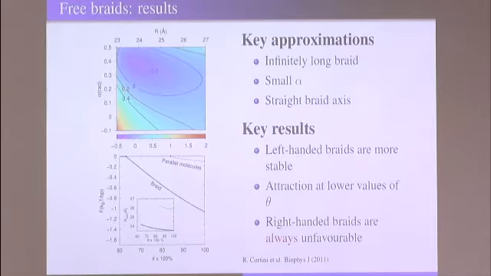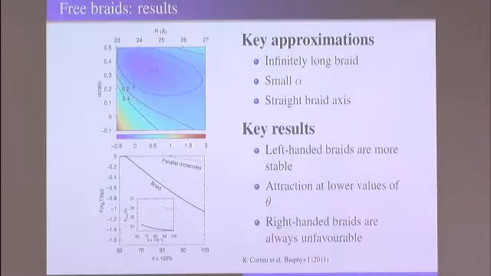So you can see that for parallel molecules, the attraction starts around 85% theta, and for a braid it starts at much lower values of theta, so much less charge compensation is needed for attraction to occur. So where can we find these braids? Where can we expect these phenomena?